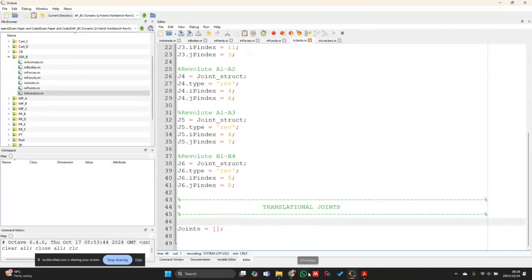So now I can jump in, and I'm going to define J7 as the first one, as the first translational joint between bodies 2 and 5. So this will just be a joint structure.